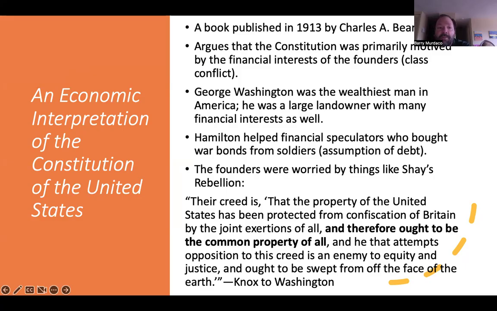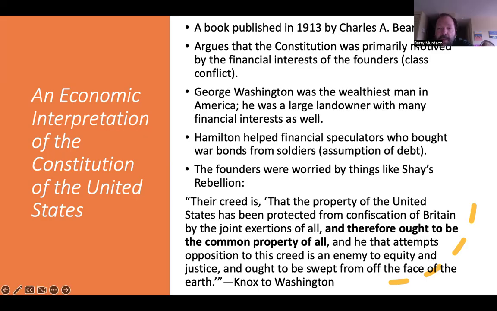Now, moving on from the Declaration to the Constitution, one influential book written on this was An Economic Interpretation of the Constitution of the United States by Charles A. Beard, written in 1913. And Beard argues, this is again coming out of the Progressive Era. We've talked about this a few times already. Sheldon Wolin places great emphasis on the Progressive Era. Randolph Bourne was a leading progressive intellectual. And Beard comes out of this intellectual background as well.